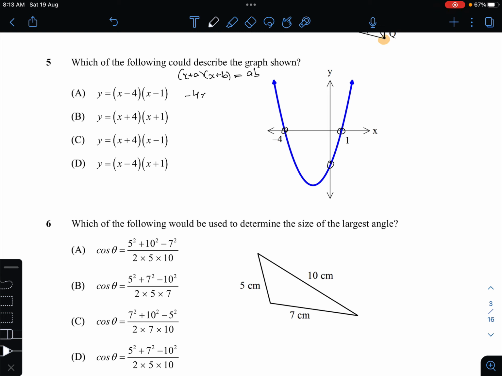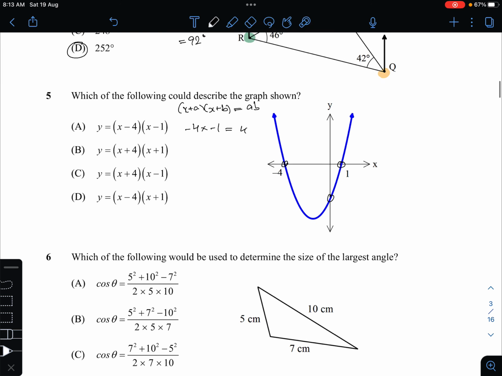-4 times -1 equals 4. That's positive, and therefore it can't be a. Let's go to the second one. 4 times 1 is 4. Positive, can't be b. 4 times -1 equals -4, which is negative, so it can be c. We'll put a dot next to it. And d, -4 times 1 equals -4. It can also be d. So now we've established immediately it's only 2 of the 4 possible options. Now we need to use the rest of our information.